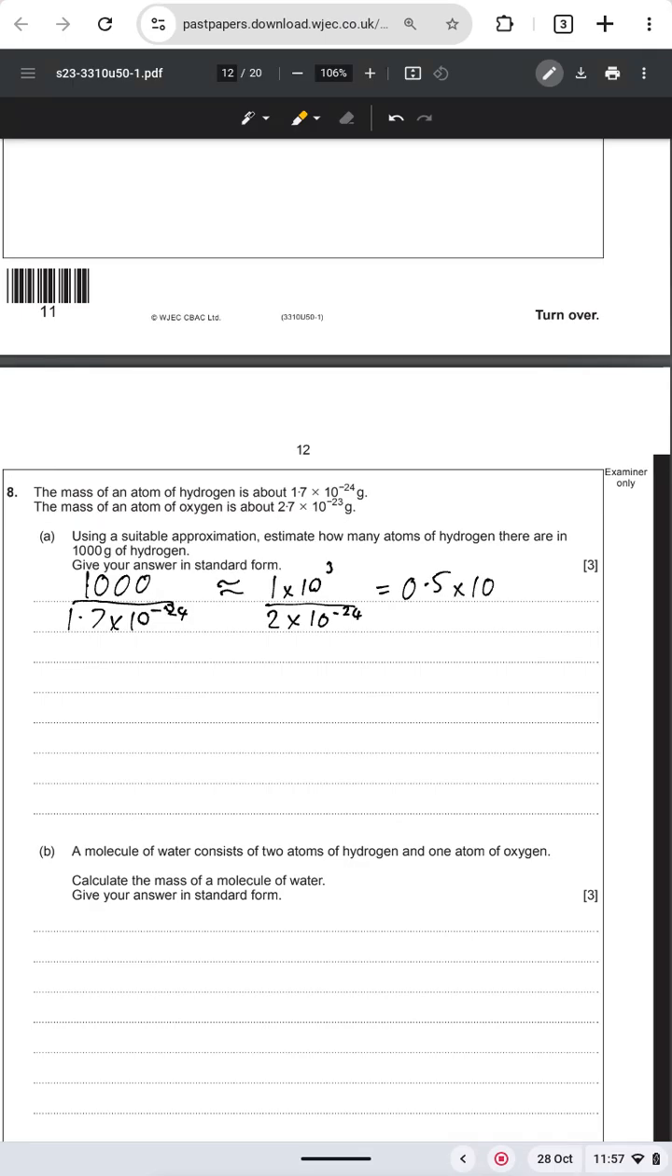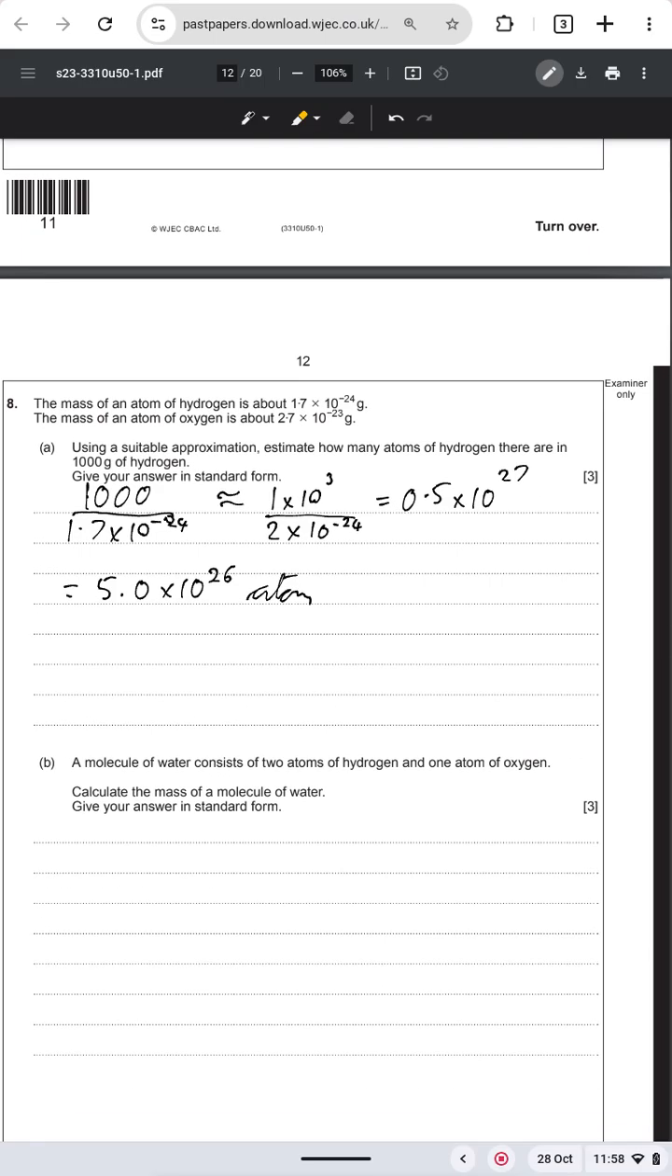And because we're dividing the same base, we can subtract the powers. So I have 3 minus minus 24. A minus times a minus is a plus. So I've got 3 plus 24, which is going to give us 27. And then to convert this to standard form, I can write this as 5.0 times 10 to the 26 atoms. Which seems reasonable, because if you know your chemistry, Avogadro's constant, which is the number of atoms per mole, is of the order 10 to the 23. 1 mole of hydrogen is 1 gram, so this should be 1,000 times bigger.